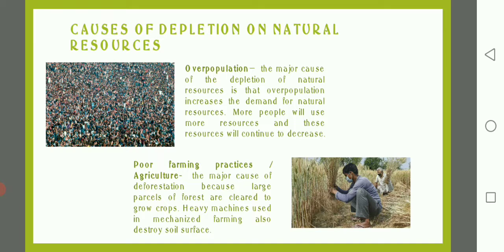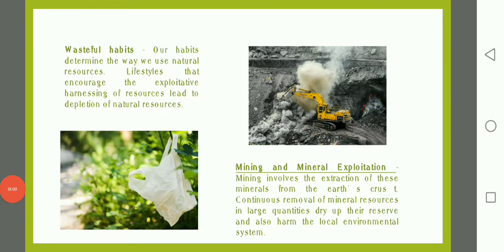Next is poor farming practices. Agriculture causes the depletion of forest resources. Our population keeps growing every day, so does the need for enough food to feed this growing population. Heavy machines used in mechanized farming also destroy our soil surface. Third is wasteful habits. Our habits determine the way we use natural resources.